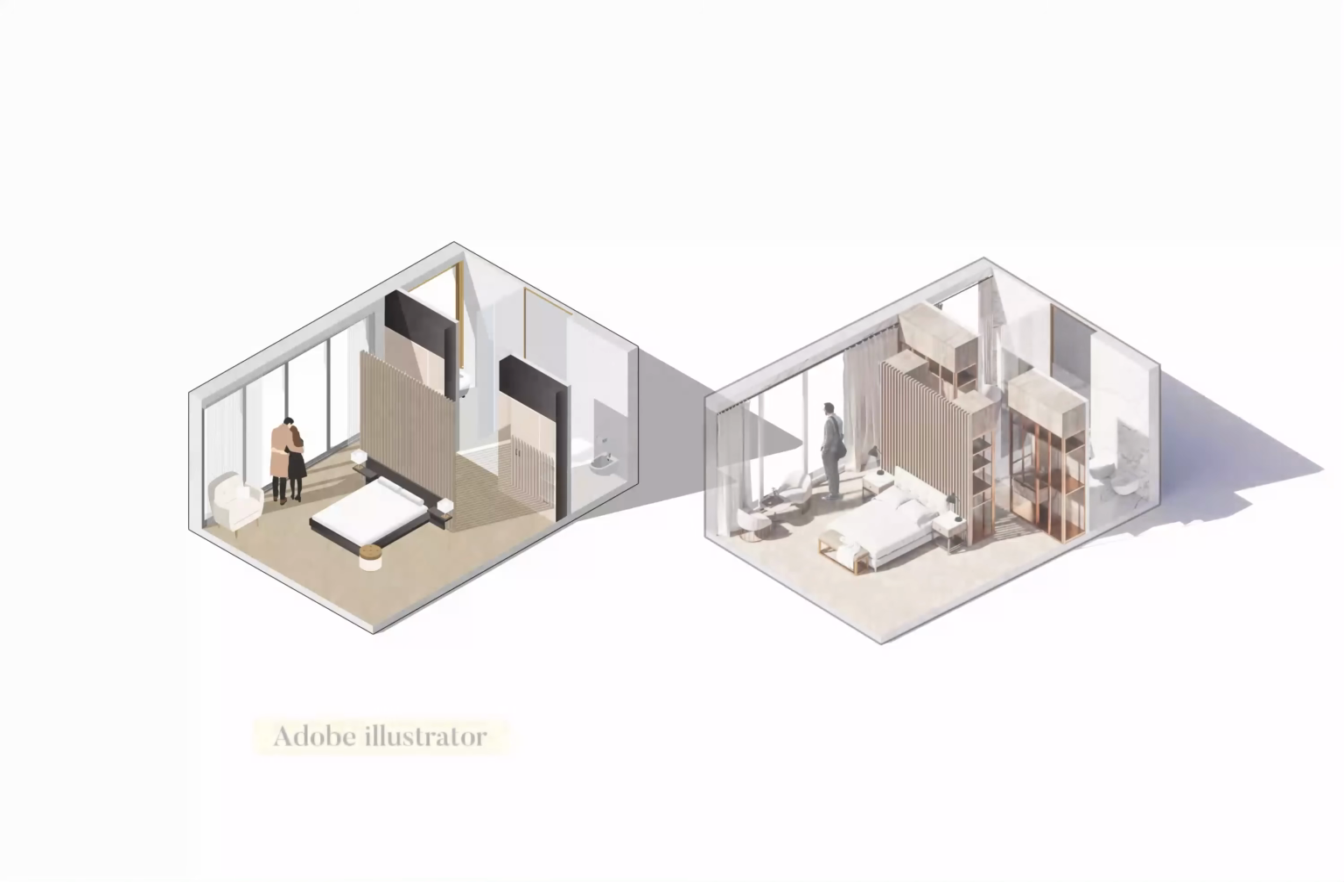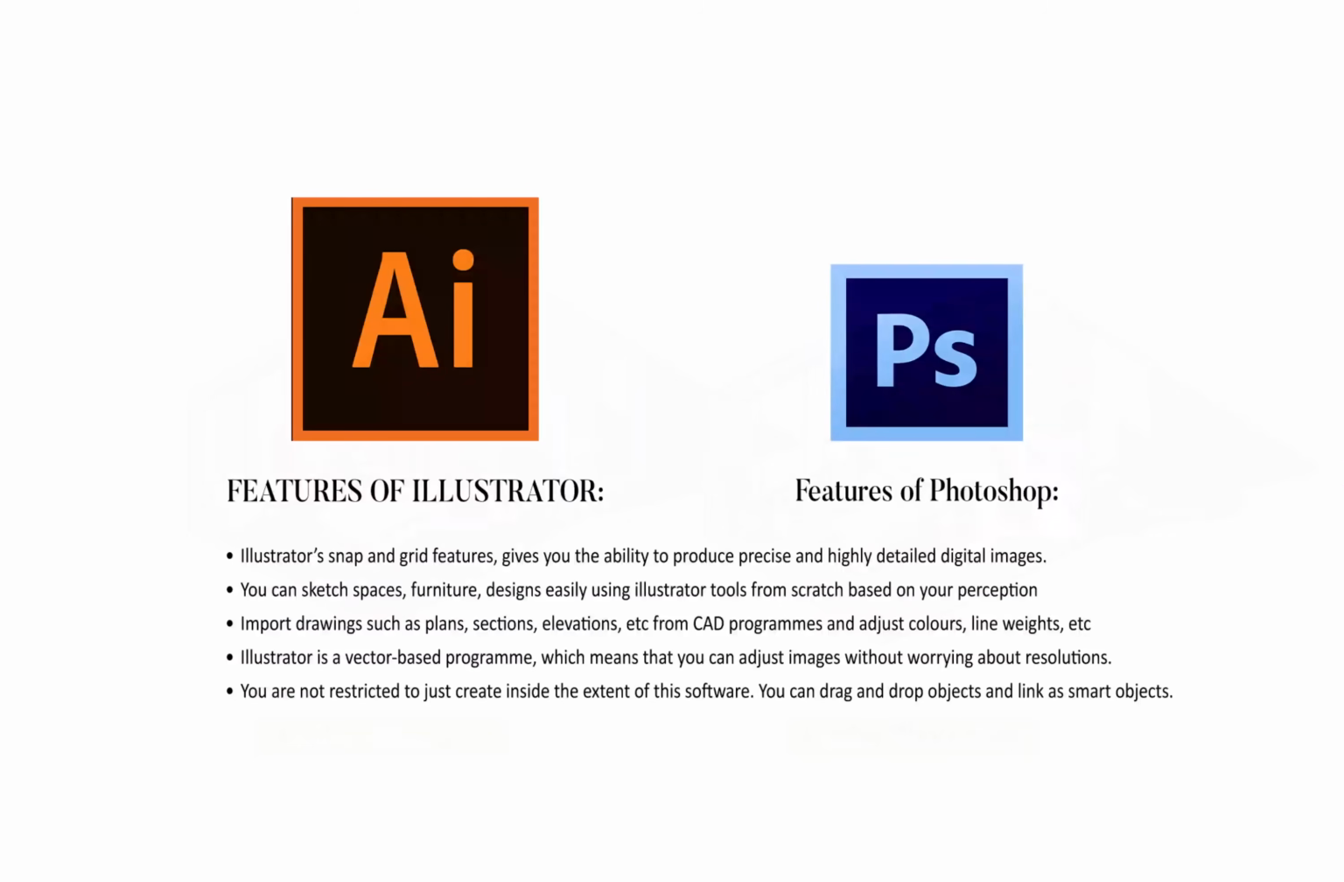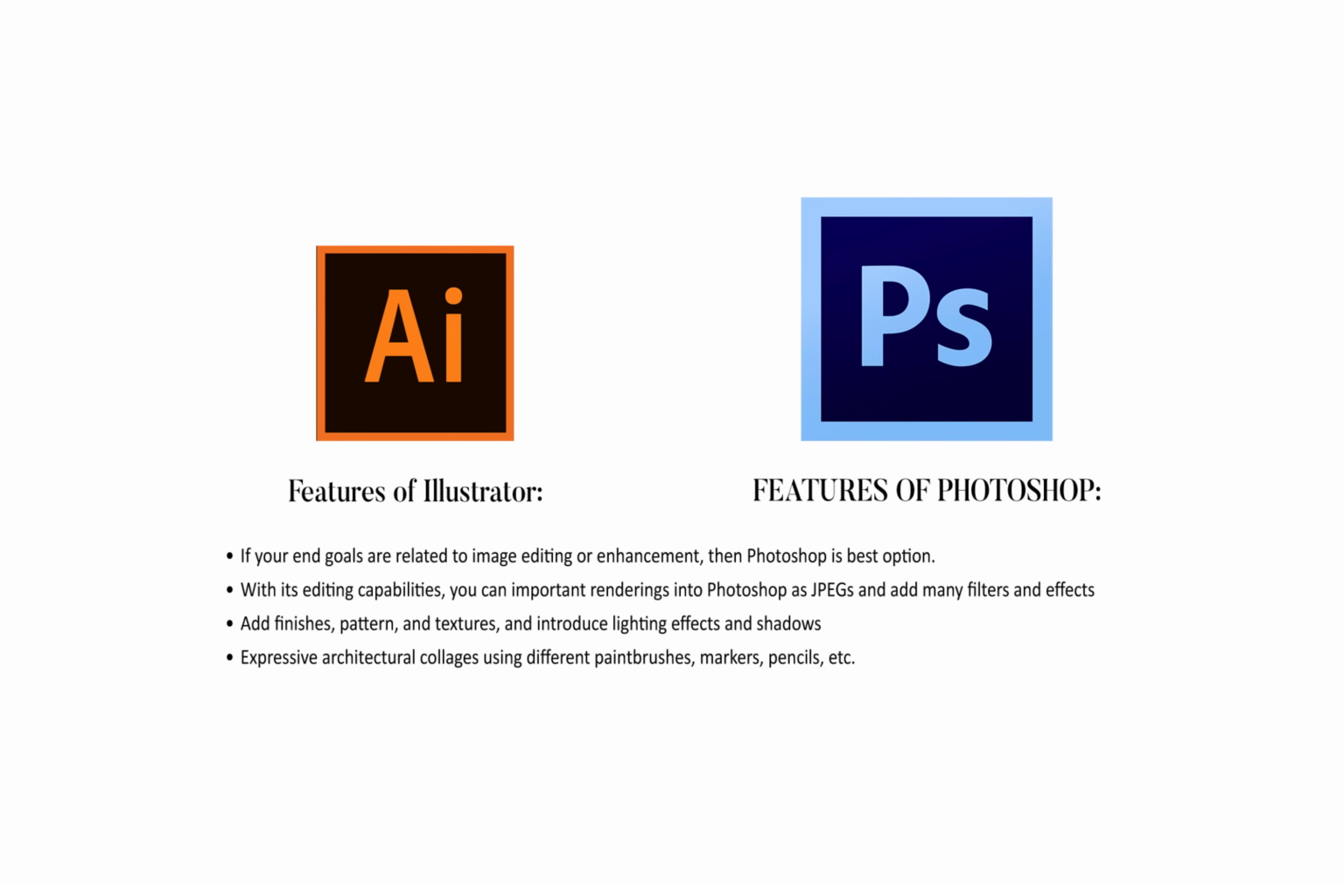This video will show you how to render the same space in Illustrator using flat vector graphics and then in Photoshop using Enscape. By the end of the video, you will be informed on both the advantages and disadvantages of both software and how you can incorporate both in your architectural workflow.